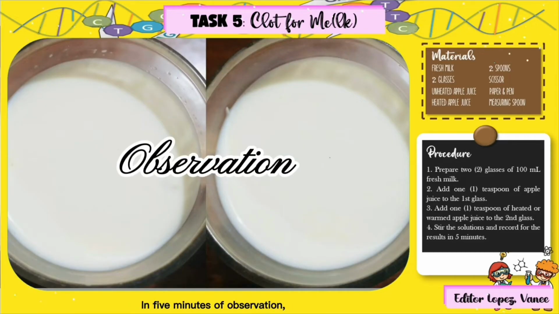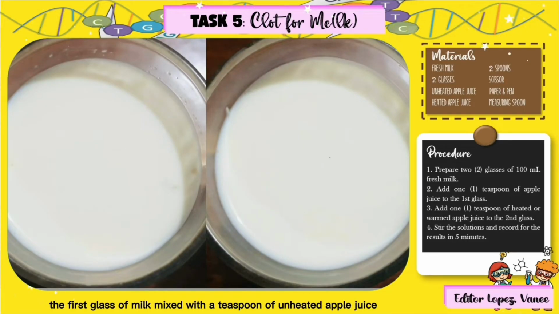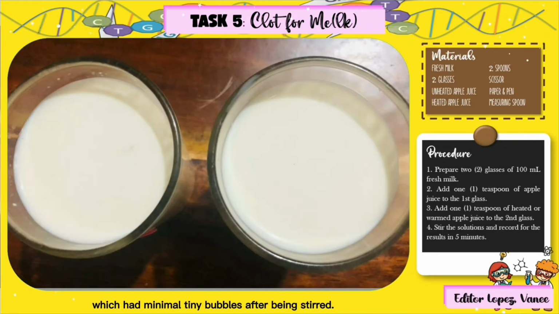In 5 minutes of observation, the first glass of milk mixed with a teaspoon of unheated apple juice produced bubbles that were much larger in quantity and size than the second glass of milk mixed with a teaspoon of heated apple juice, which had minimal tiny bubbles after being stirred. They still have the same consistency, however, when scooped with a spoon, there are many more white, tiny linear and round particles that emerge on the top surface of the first glass mixture than on that of the second glass.